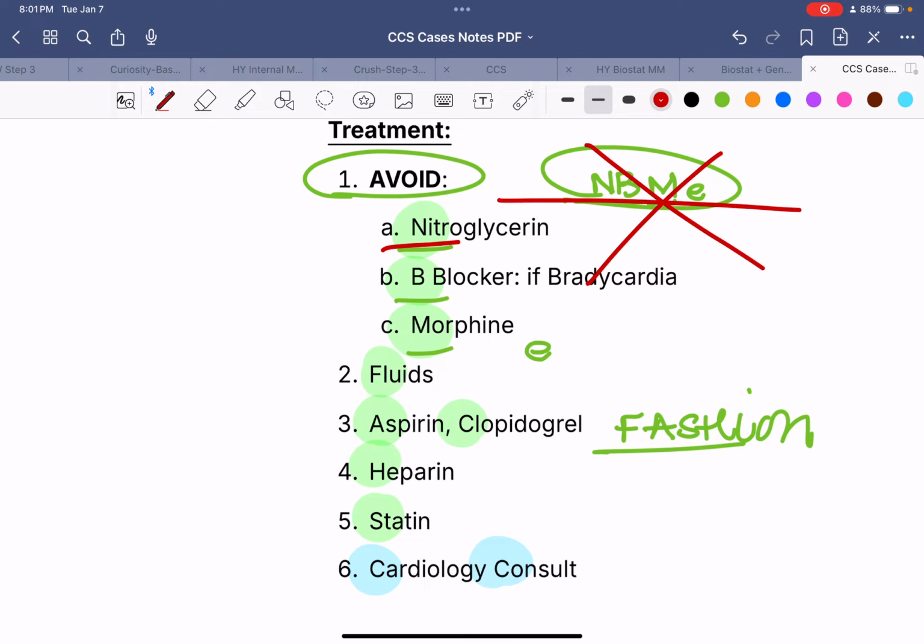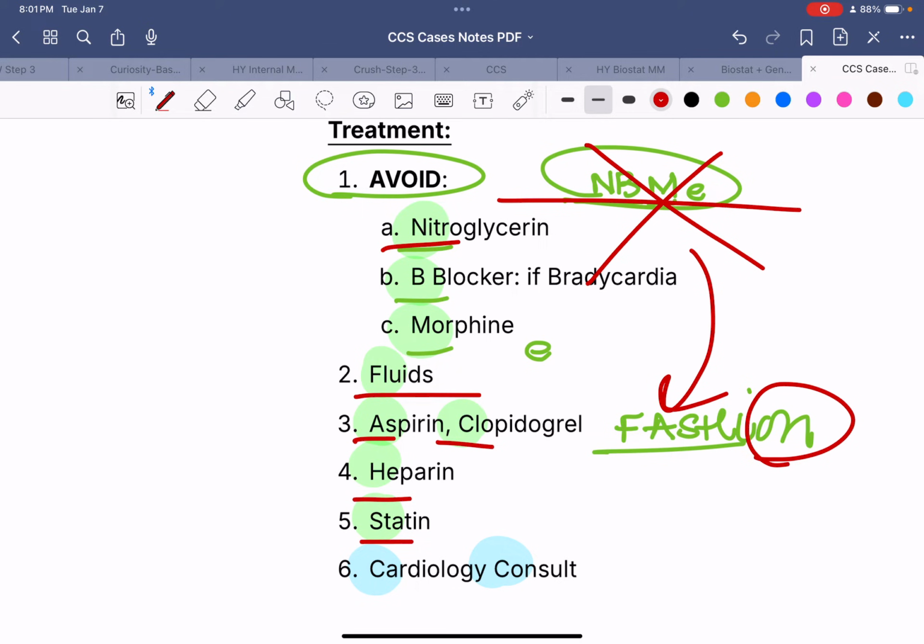You're not going to give these three. So what are you going to give instead? You're going to give FASH or fashion instead, right? So the ION is silent, but the FASH is here. You're going to give fluids in order to support the right heart. Going to give aspirin, clopidogrel, which are the antiplatelet agents, S for the statin, and H for the heparin.